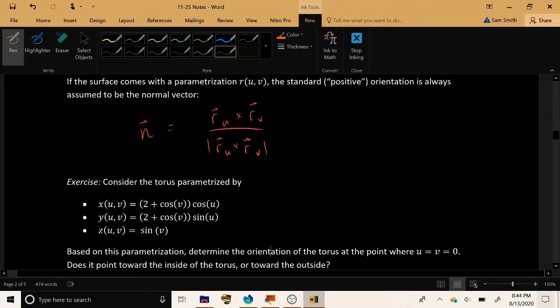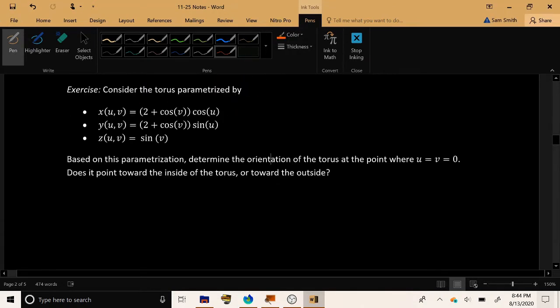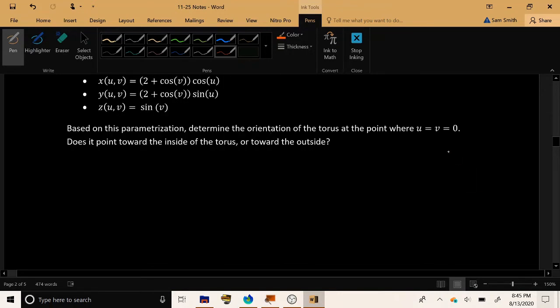Alright, as an exercise, let's consider the following torus. Parameterize just as before with these equations x of u and v, y of u and v, and z of u and v. Based on this parametrization, determine the orientation of the torus at the point where u equals v equals 0. Does it point toward the inside of the torus or toward the outside? So let's go ahead and get into it.